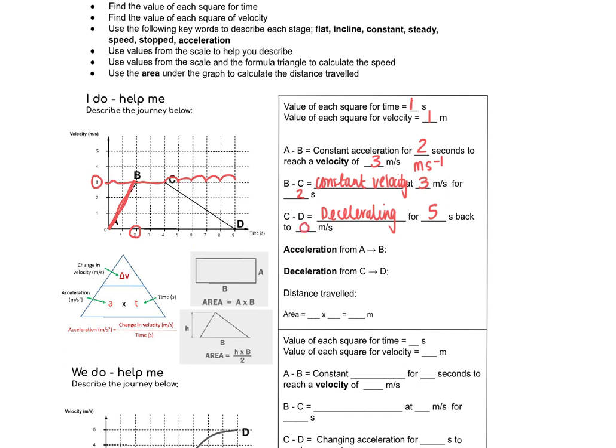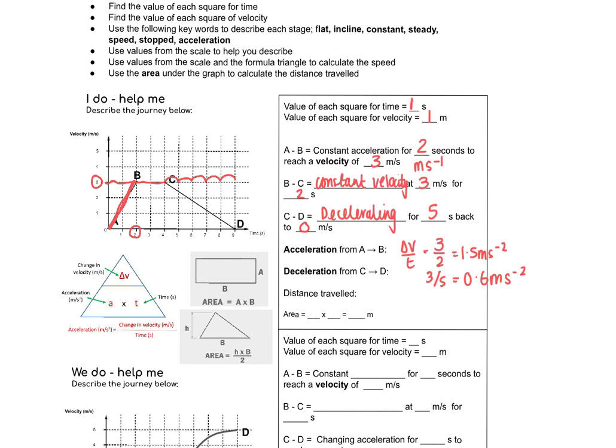So our acceleration from A to B, that's going to be our change in velocity divided by our time. So from A to B is 3 divided by 2, 1.5 metres per second squared, because it's acceleration. And our deceleration from C to D, so it's going to go... Sorry, I meant that it's going to go 3. It's going from 3 to 0, so it's going to go 3 in 5 seconds. So that's going to be 0.6 metres per second squared.